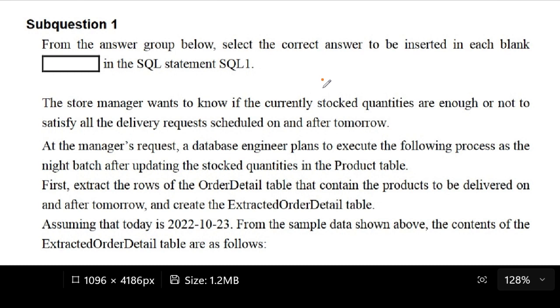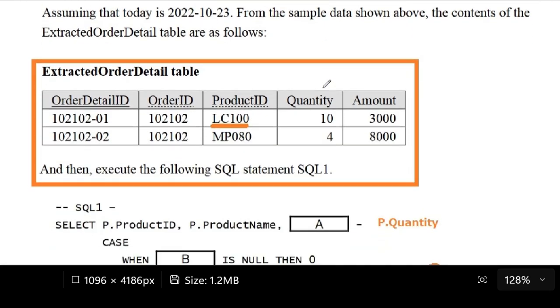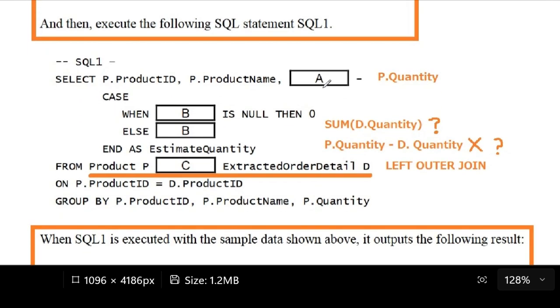Okay, the way to answer sub-question number 1 is, of course, to read the text. And then afterwards, we have to take a look at the tables, and of course, this part where you have the blanks.